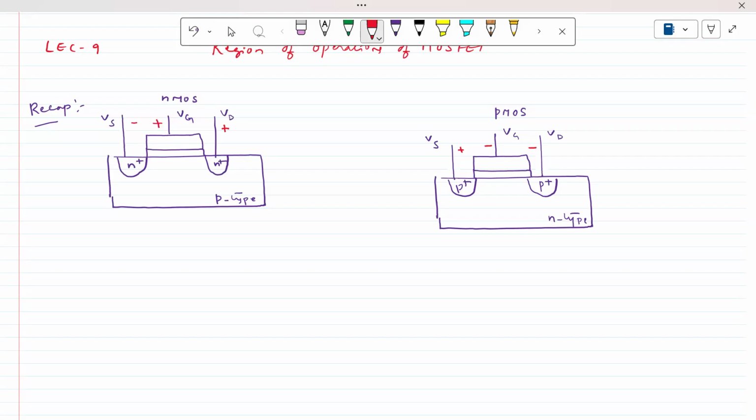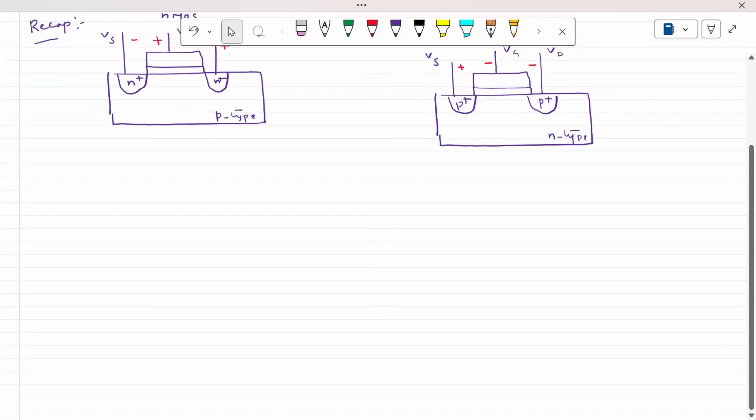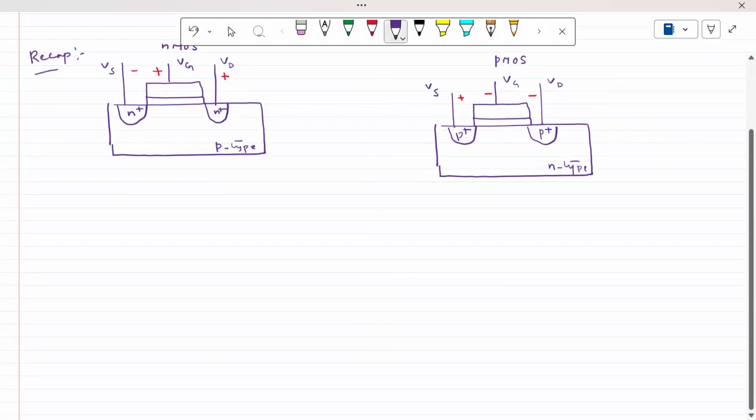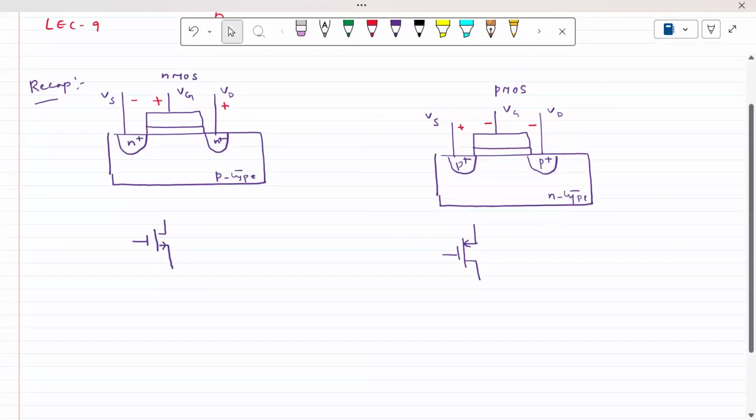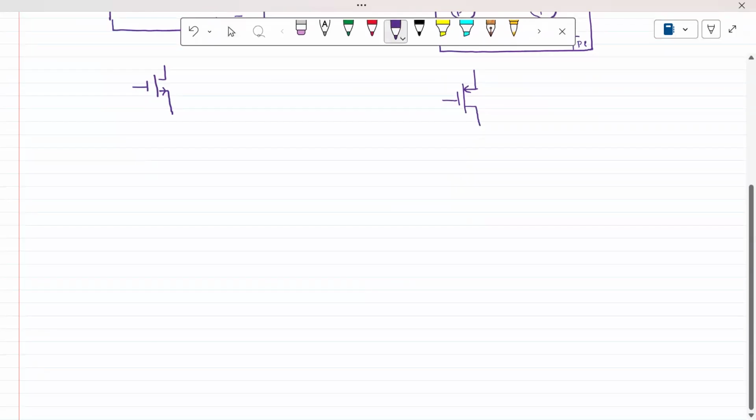That's what we have seen yesterday, and we concluded what the symbol representation is here. This is how the symbol representation looks. Okay, this arrow mark represents whether it is an N-type transistor or P-type transistor. So this is the symbolic representation of NMOS transistor and PMOS transistor. Right. What are the conclusions that we have drawn on this?